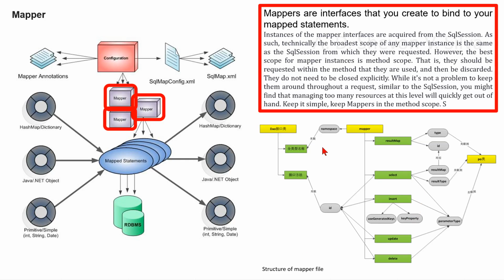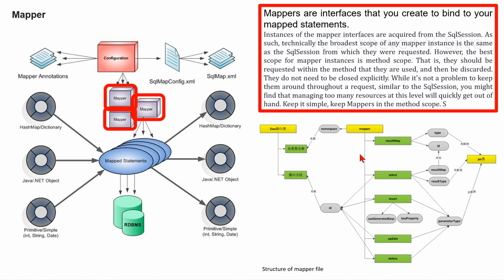Here you can see the structure of mapper file. The mapper file is a configuration file in XML format, which consists of a series of elements with hierarchical relationships, and through the attributes of elements there is a correlation between these elements. The details are shown in this figure. In the mapper file, the main components are as follows.